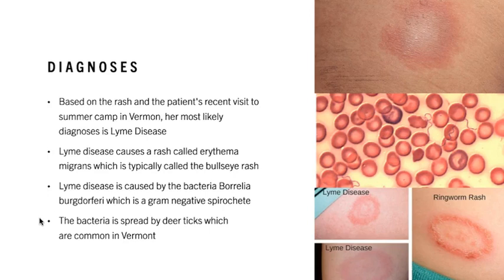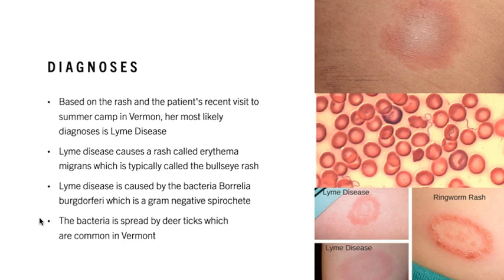Lyme disease typically causes a bullseye rash. The rash is called erythema migrans. It's not always in a bullseye pattern. It doesn't always have a red center, as shown in the picture on the top right. This is the erythema migrans, as the patient has the same appearance to her rash with the circular, smooth, pale red discoloration.